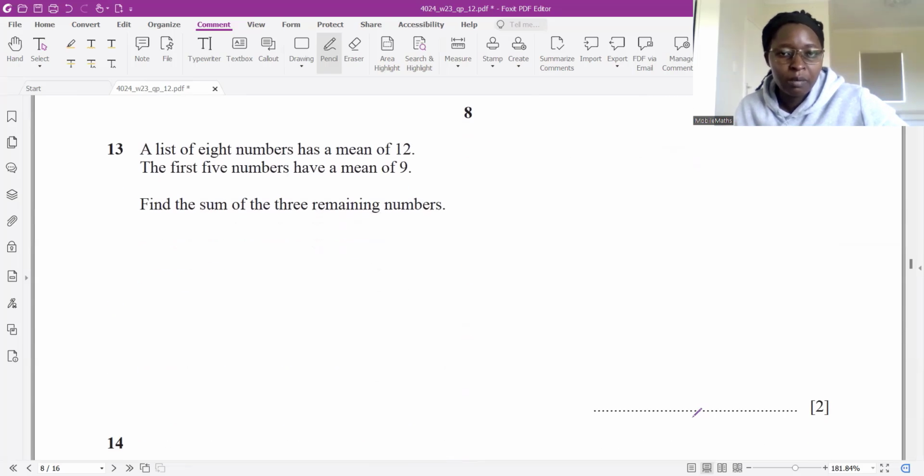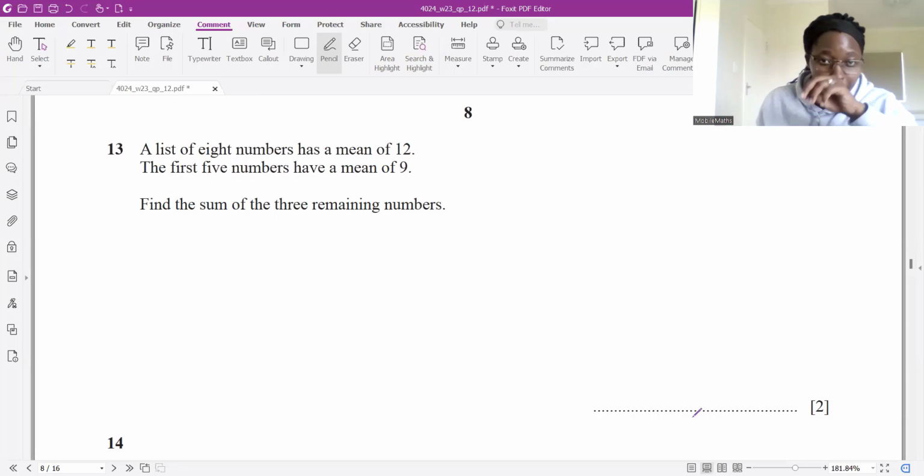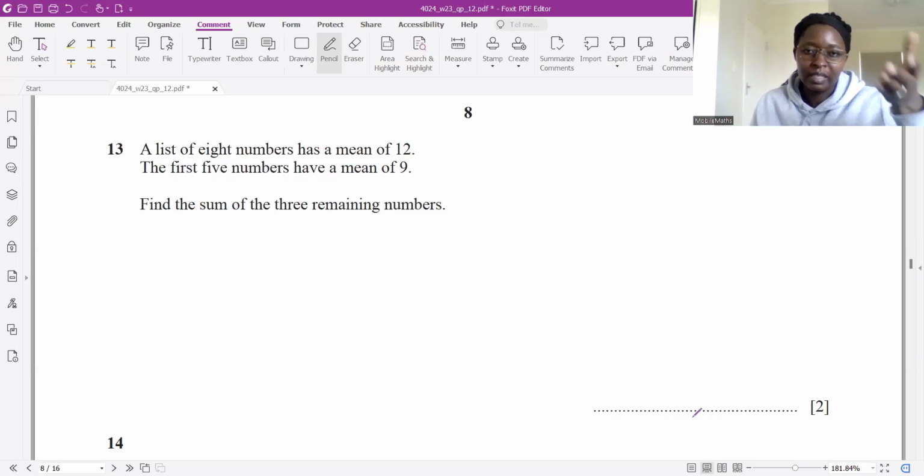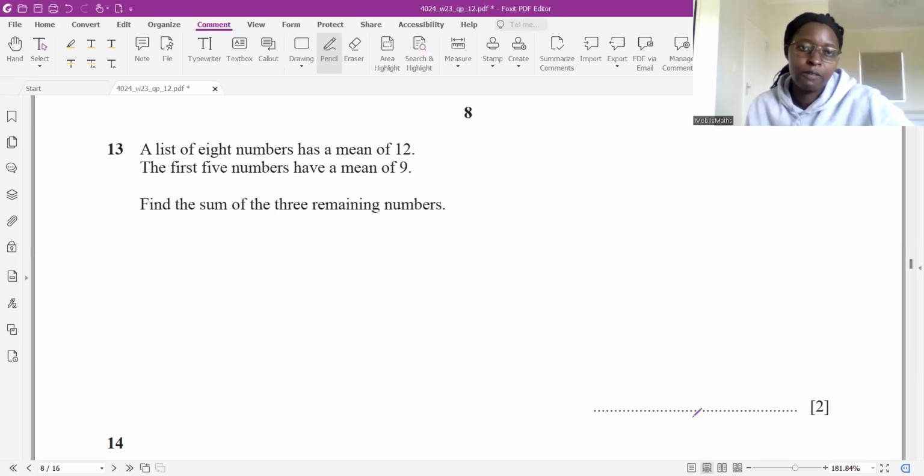A list of 8 numbers has a mean of 12, okay? Then the first 5 numbers have a mean of 9. Find the sum of the 3 remaining numbers. Okay, fine. A list of 8 numbers has a mean of 12. The first 5 numbers have a mean of 9.